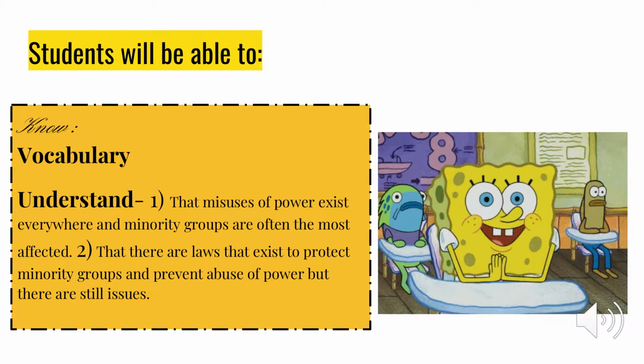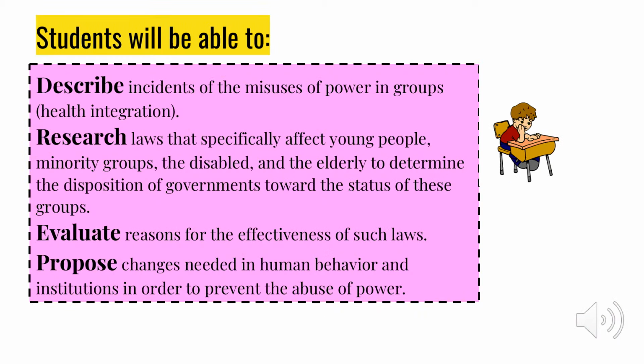Students will be able to know new words like misuse, power, law, minority, disabled, elderly. Additionally, they should be able to understand that misuses of power exist everywhere and minority groups are often the most affected. They will understand that there are laws that exist to protect minority groups and prevent abuse of power, but there are still inconsistencies in these laws.